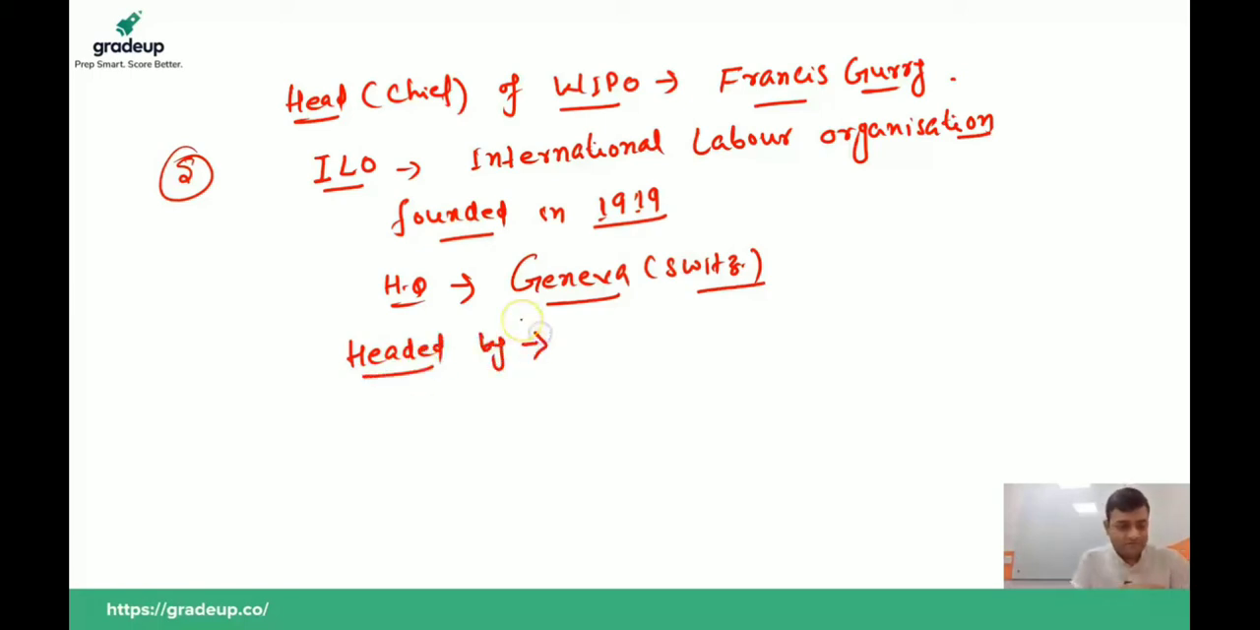And it is headed by Guy Ryder, G-U-Y R-Y-D-E-R. Guy Ryder is the chief of the International Labor Organization. And remember one thing, this ILO has been established with an objective that every country in this world that is a member of the United Nations should follow international labor law, and should protect the labor class from exploitation at the hands of the capitalist class or the industrialist class. So in order to protect the laborers of the world in any corner, the organization always keeps guiding the member nations to maintain uniformity in labor law, so that the rights of the labor should not get exploited.